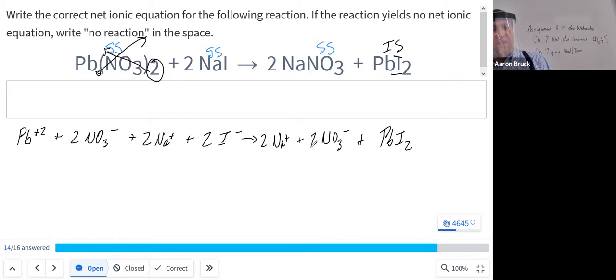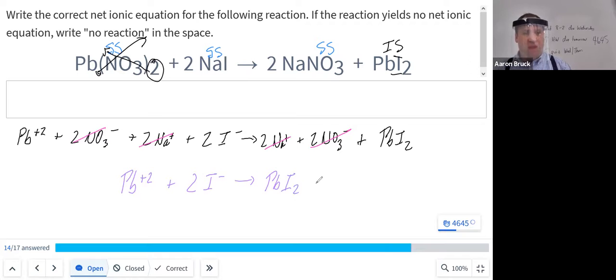Based on this, I can see that the nitrates are going to cancel, the sodiums are going to cancel. What I'm left with in the overall is the lead 2 ion and the 2 iodide ions, making the lead 2 iodide solid. That's my net ionic equation.